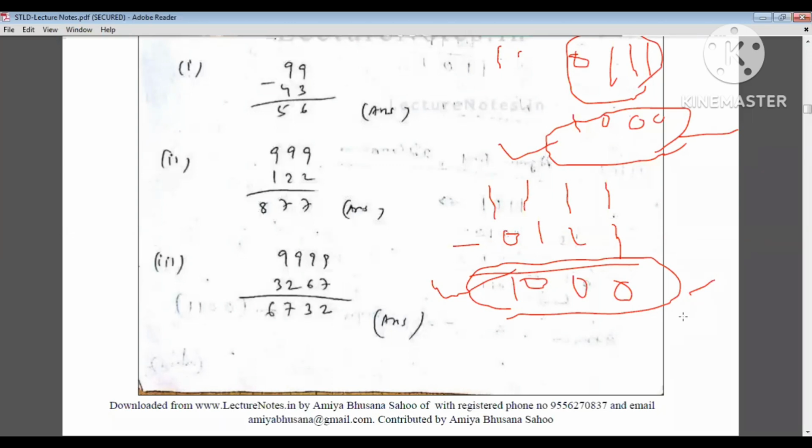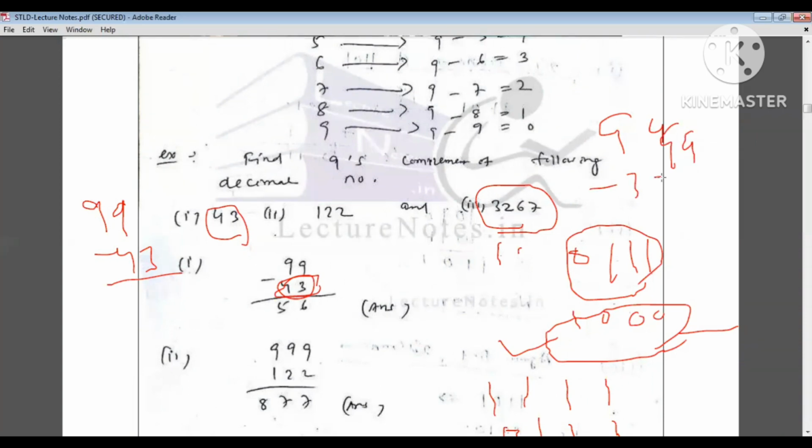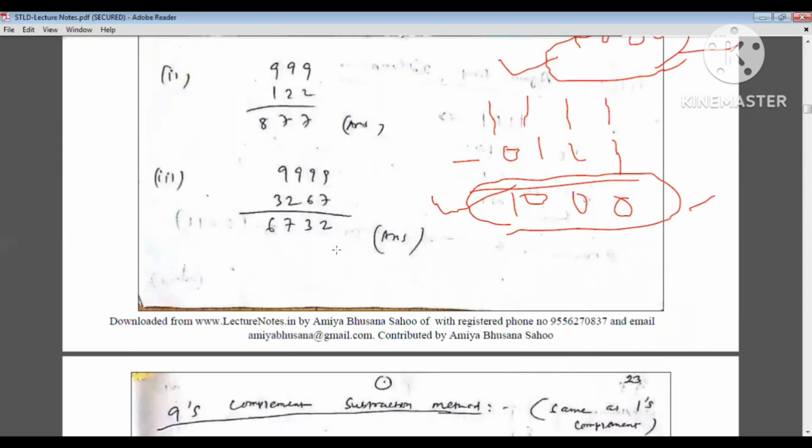Similarly, in 9's complement, to find the 9's complement of a number, you have to subtract that number from the maximum number of that system. Suppose I have to find the 9's complement of 43, तो मुझे 99 से subtract करना है. 99 minus 43 is the 9's complement. Similarly, to find the 9's complement of 3267, you have to subtract 9999 minus 3267. Getting? You get the 9's complement.